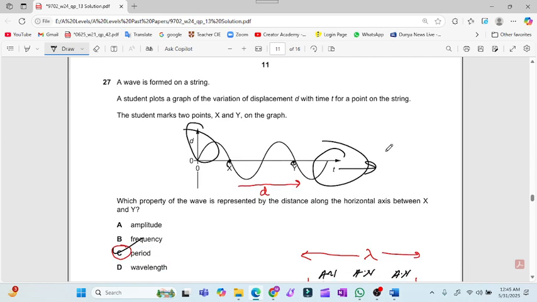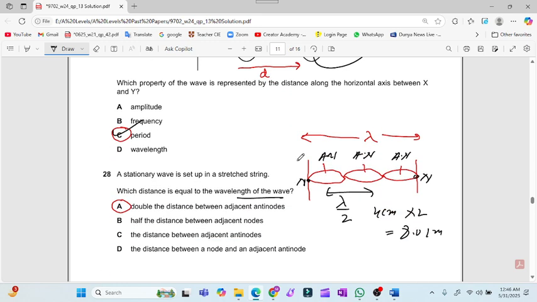Now this is the question related to the graph. Along the x-axis there is time labeled, so it means that the x-axis will represent the time period. So that is a straightforward question. The x and y represent a complete time period for a wave. So option C is the valid option.